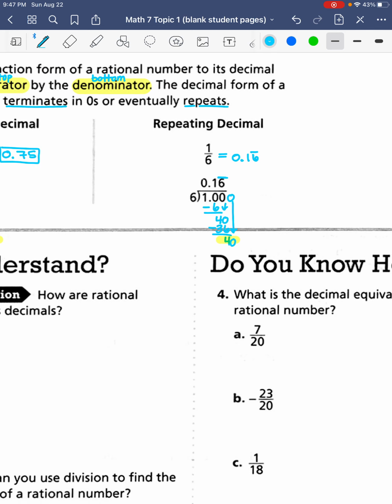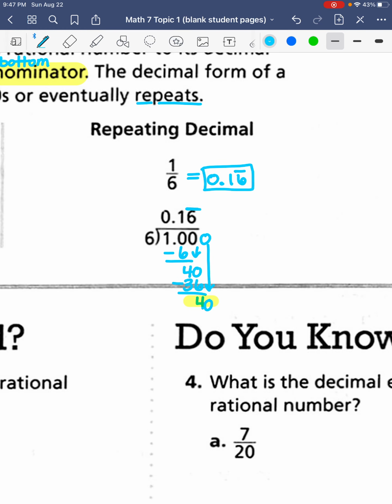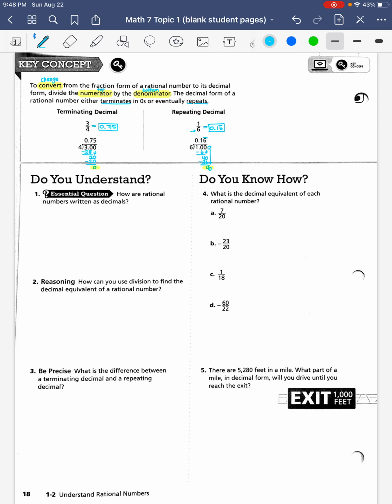Okay, now I do want to point out that we knew that this would be a repeating decimal because that denominator is a multiple of 3. And multiples of 3 will be repeating decimals. Okay, let's look at these do you understand questions.